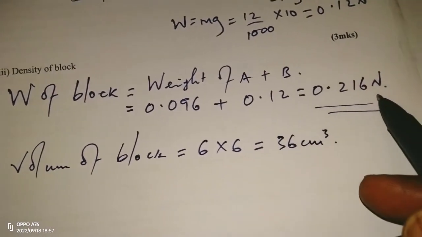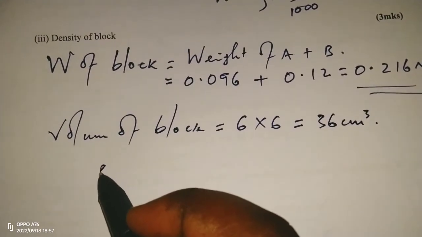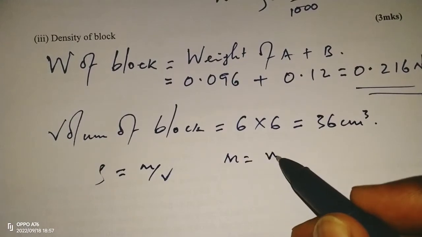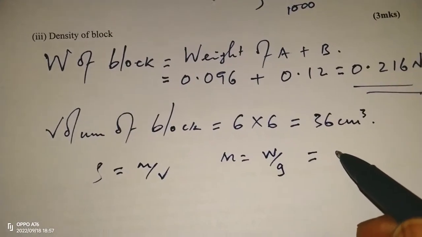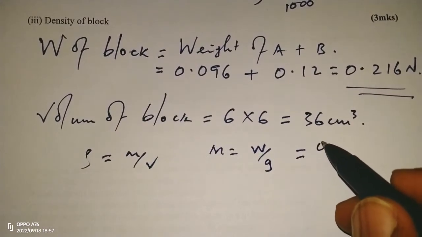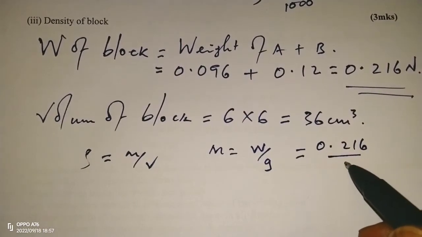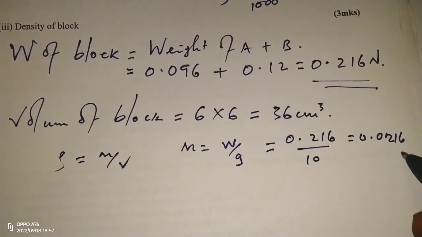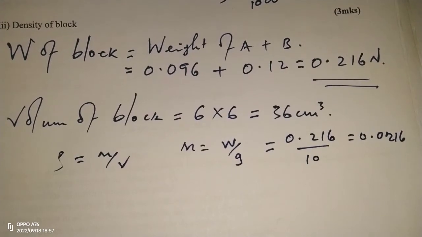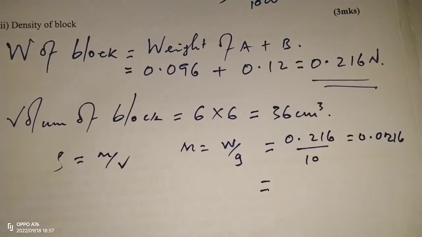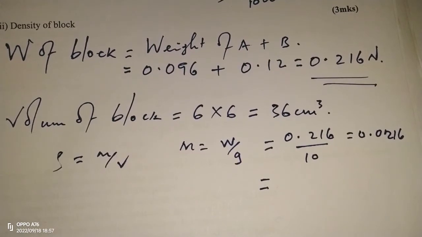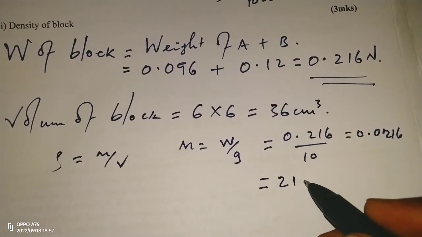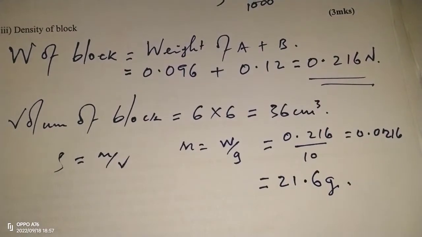So we can convert the weight into mass because density is given by mass over volume. Mass itself will be given by weight over g. So the mass is going to be 0.216 divided by 10, which is 0.0216 kilograms. We can change these kilograms into grams by multiplying by 1,000. So this is going to be 21.6 grams.